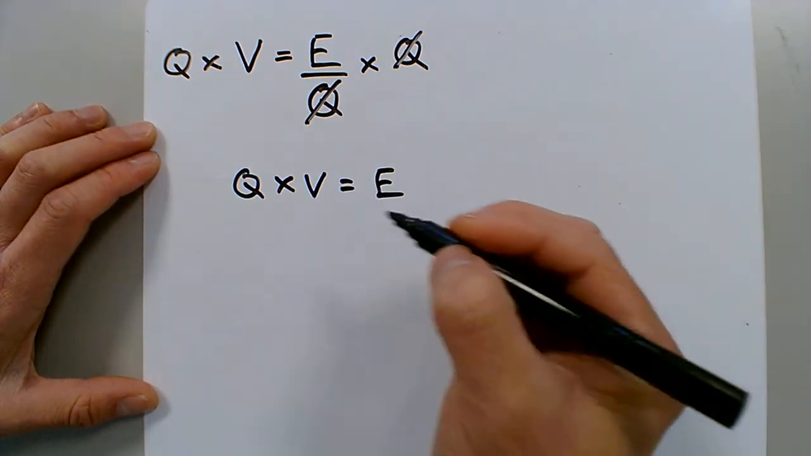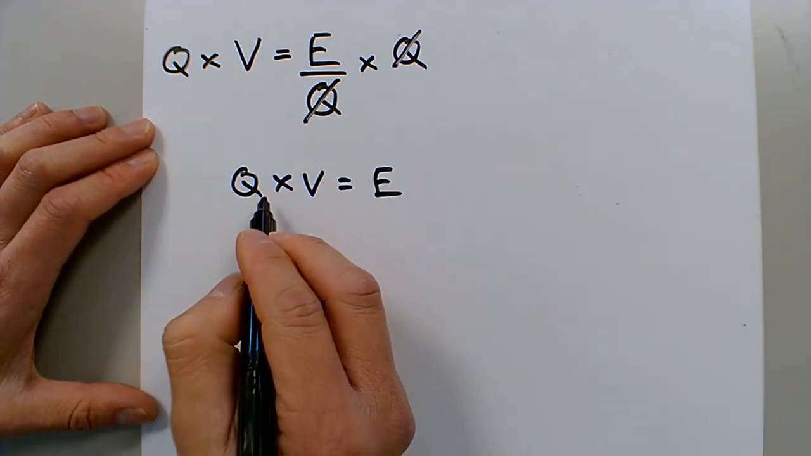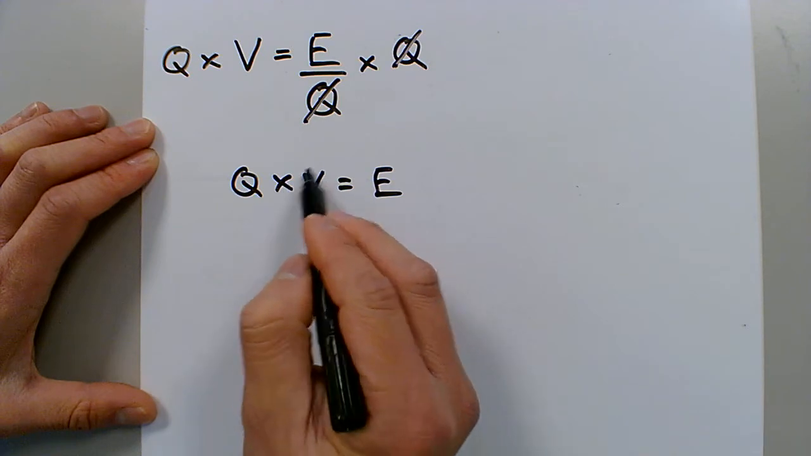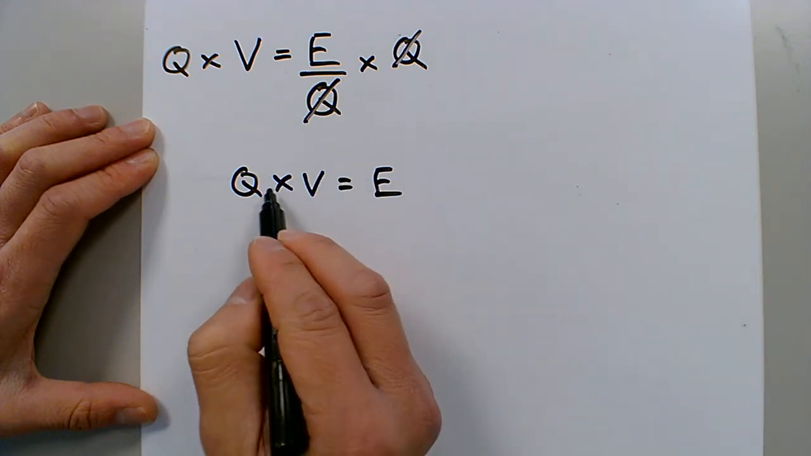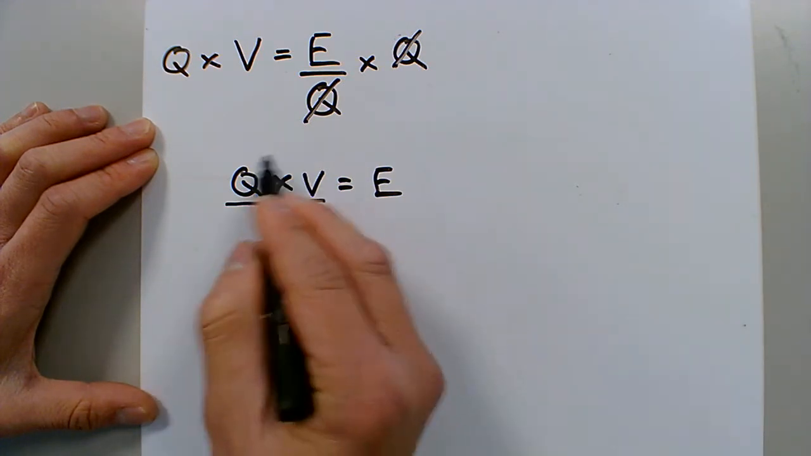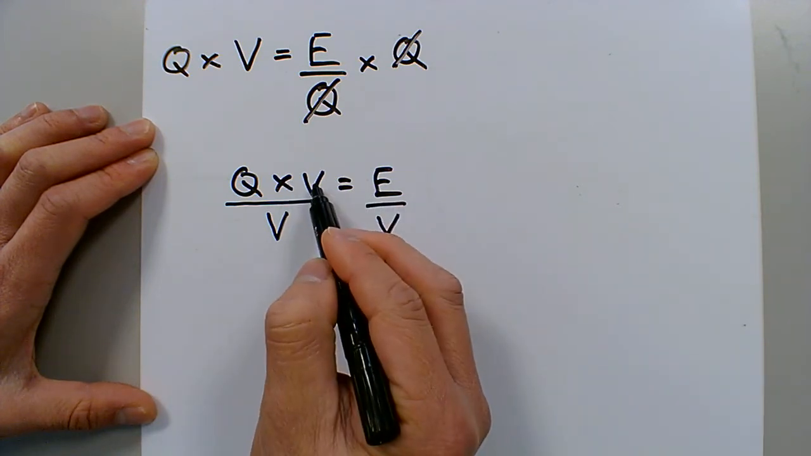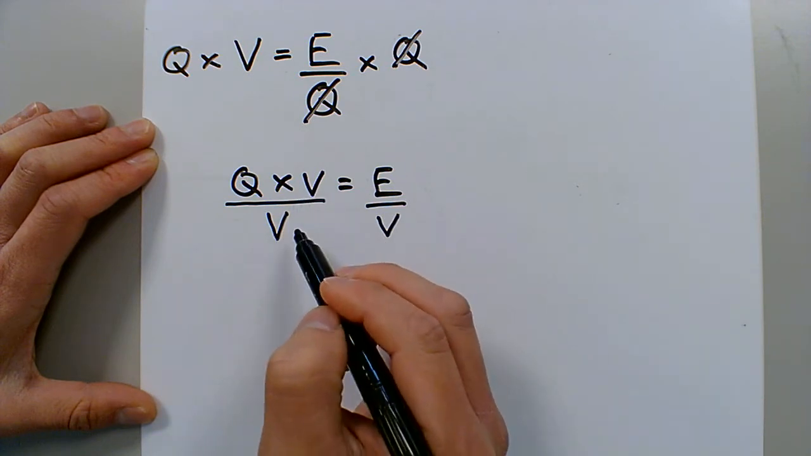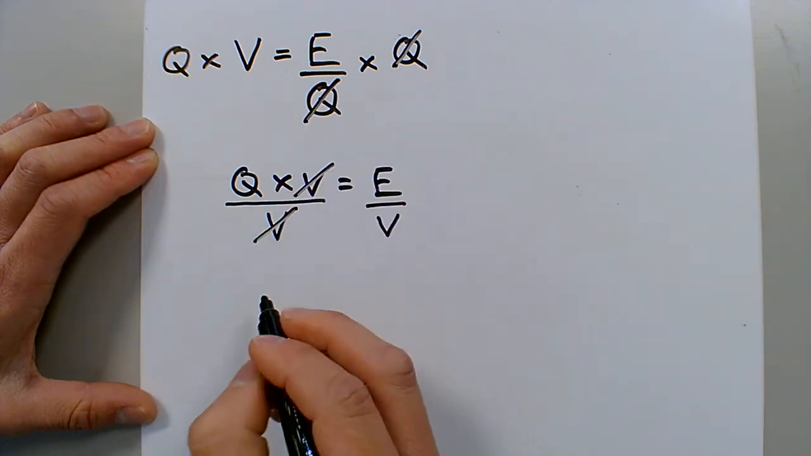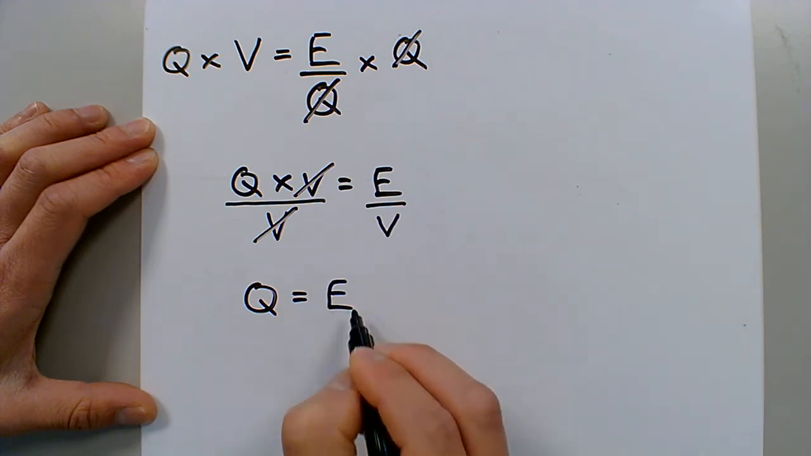Okay, now if you remember back to the first video for rearranging equations, how do we get rid of the V? If I want to make Q the subject, this is what I want to know. How do I get rid of the V? Okay, so we do the opposite of multiplication, which is divide. So we divide by V, and whatever we do on the left hand side, we do on the right hand side. Okay, so what's going to happen here? The V's are going to cancel out. Okay, and if we rewrite the equation now, we've got Q equals E over V.